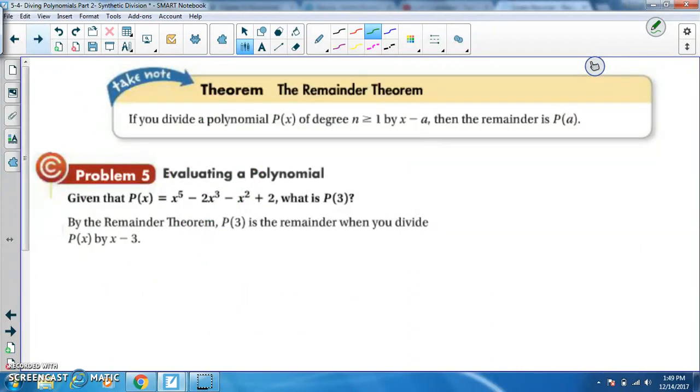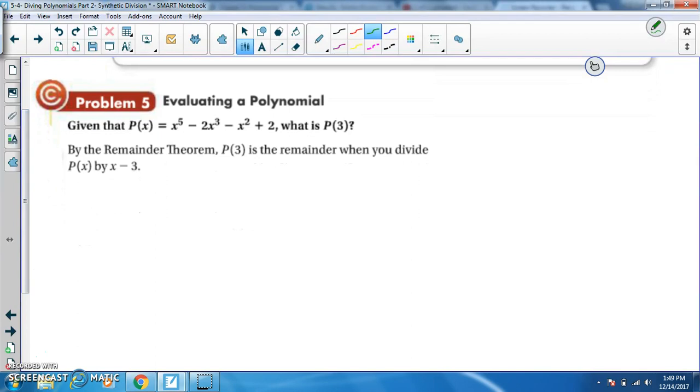So our remainder theorem. If you divide a polynomial of degree n greater than 1 by x minus a, then the remainder is going to be equal to p of a. Or if we plugged a into our polynomial, then we would get our remainder. So given that p of x is equal to x to the 5th minus 2x to the 3rd minus x squared plus 2, we need to find p of 3. p of 3 will be the remainder when we divide by x minus 3.